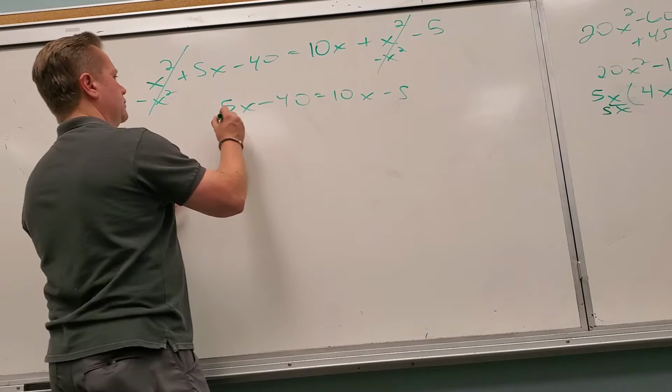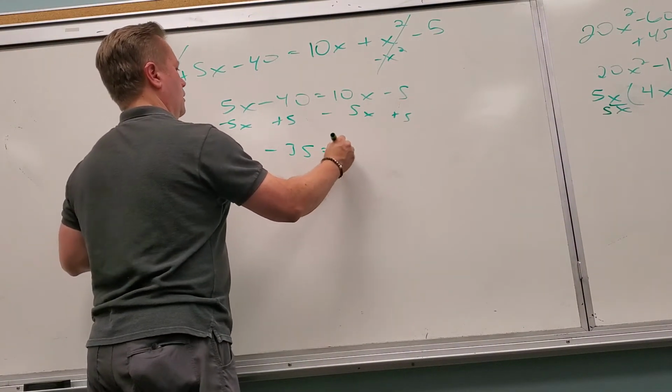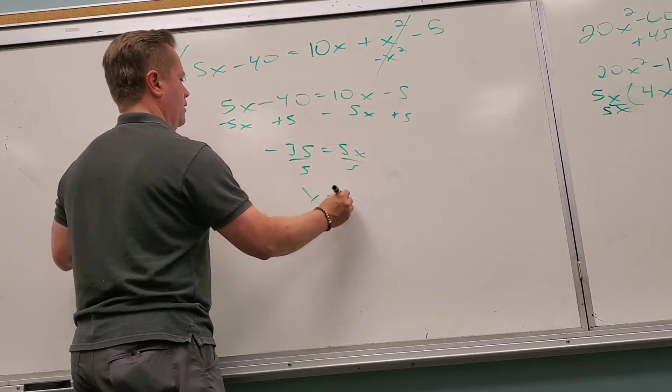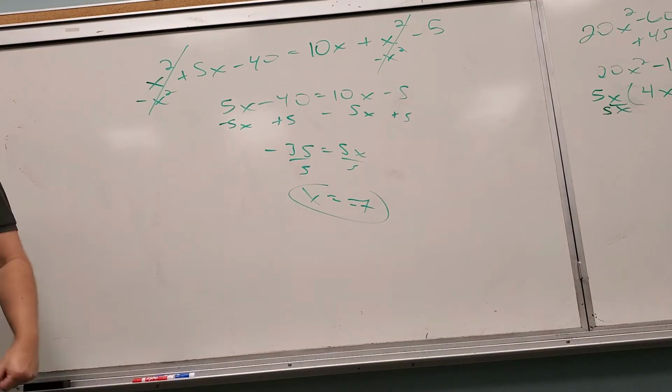I would subtract 5x, add 5, divide by 5, negative 7, done. Because the thing that would have made me make it equal to 0 and factor died, right?